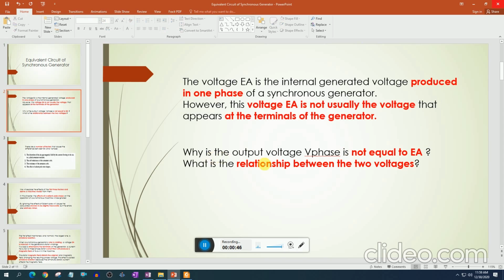Why is the output voltage V phase not equal to EA, and what is the relationship between the two voltages? The answer to these two questions we will study in this lecture, and then we will derive the equivalent circuit model of the synchronous generator.